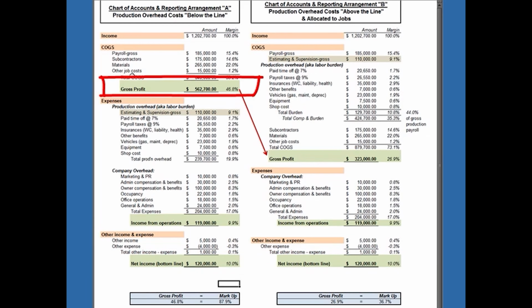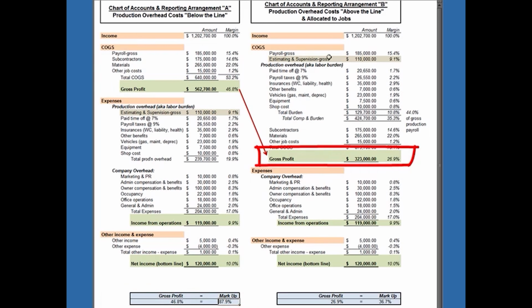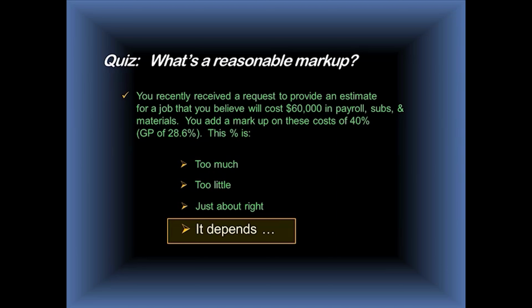So what we're seeing here, if you're using option A, your gross profit up in here would need to be 46.8%, which interprets into a markup of 87.9%, almost 88% on your cost. On this side, if we roll all of our costs together, including our burden, what we need on this side is a gross profit of 26.9%, or about 27%. So when we do our estimated costs, if we include all of our burden or production overhead cost, our gross profit would be sitting at 26.9%, or a markup of 36.7%.